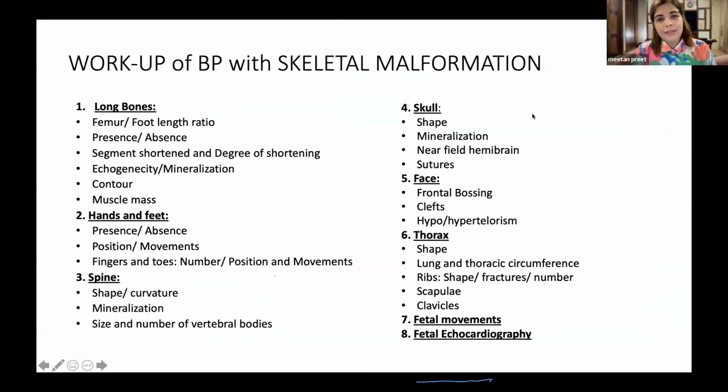Now, this is our checklist that we follow in a routine if we are looking at binder's phenotype with a skeletal malformation or any other abnormality on scan. We see all the long bones. We see the hands and the feet of the baby. We see the spine, the skull, the face for all of these things. We see the thorax. We see the fetal movements, very, very important. And we complement all our scans, if there is an anomaly, with a fetal echocardiography.